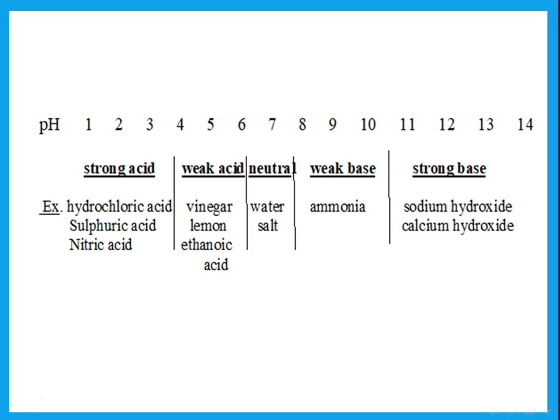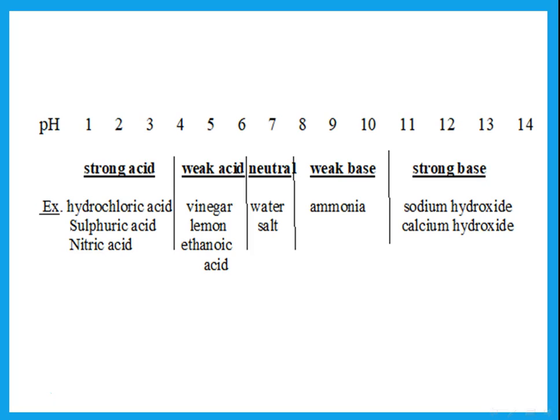Now, if something is not an acid and not a base, we say it is neutral, and we give it a pH of 7. So what are the things that are neutral that we deal with? Water is neutral. Salt, like sodium chloride, is neutral, so we give it a pH of 7.